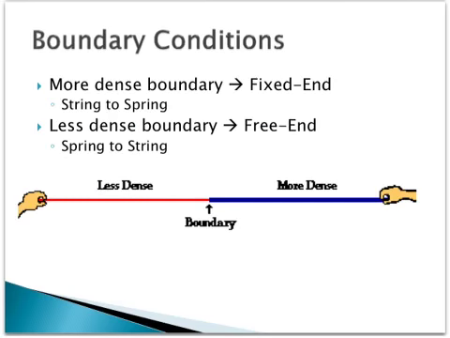So with the boundary condition, there's really two things you can have. If we have a wave coming from the less dense to the more dense boundary, this would be like hitting a fixed end. Or if we're going from a more dense boundary to a less dense boundary, this would be like hitting a free end. So we can apply these boundary conditions to a change in medium, not just simply hitting a stiff or loose wall or object.